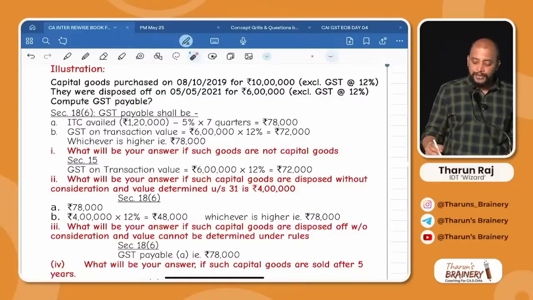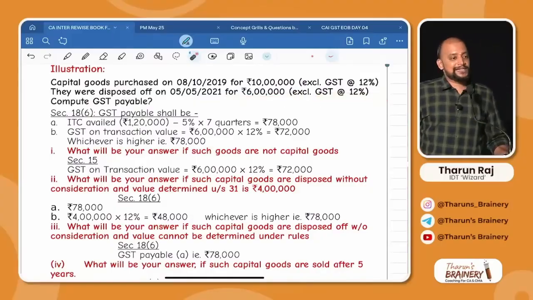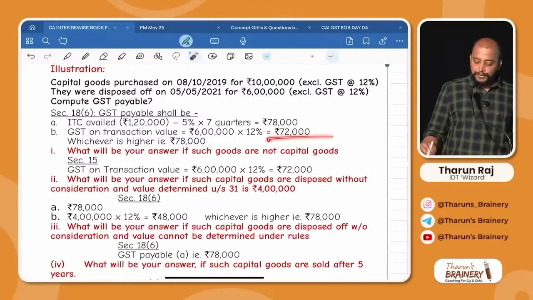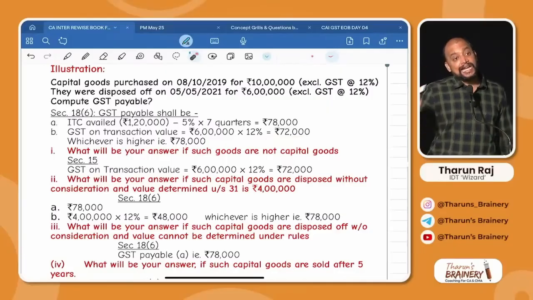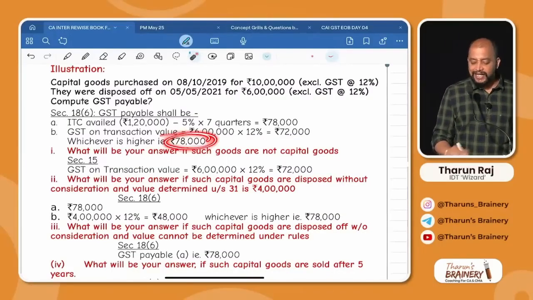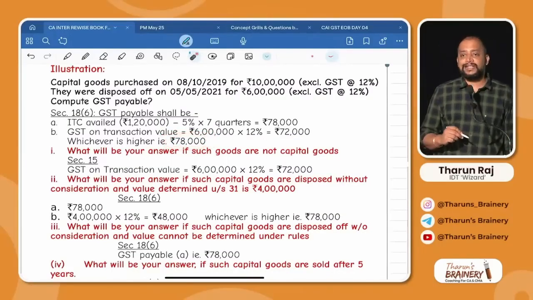Or GST on sale value. What is the sale value? 6 lakhs into 12%, that is 72,000. Whichever is higher. Which is higher? 78,000. Are you understanding this?